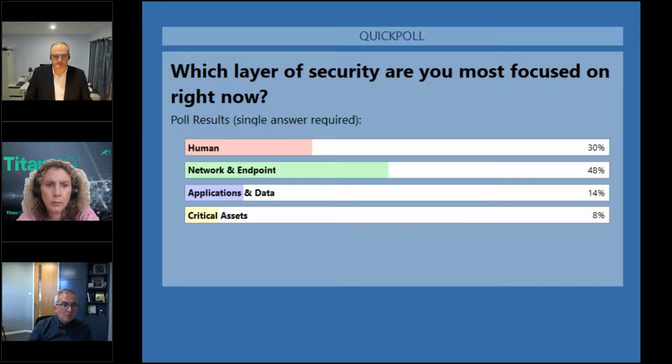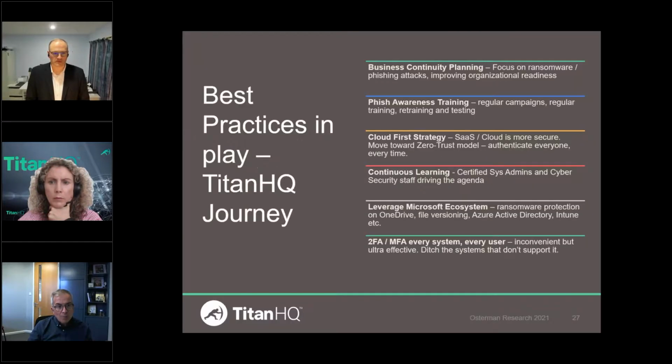Okay, so not surprisingly, network and endpoint, because I think that's where a lot of the action is. It's great to see human getting quite a bit of attention as well, application and data. I think critical assets, perhaps an opportunity then for more to consider what to do when everything else has failed. Are you ready to deal with that worst case scenario? So certainly some really interesting views from that poll.